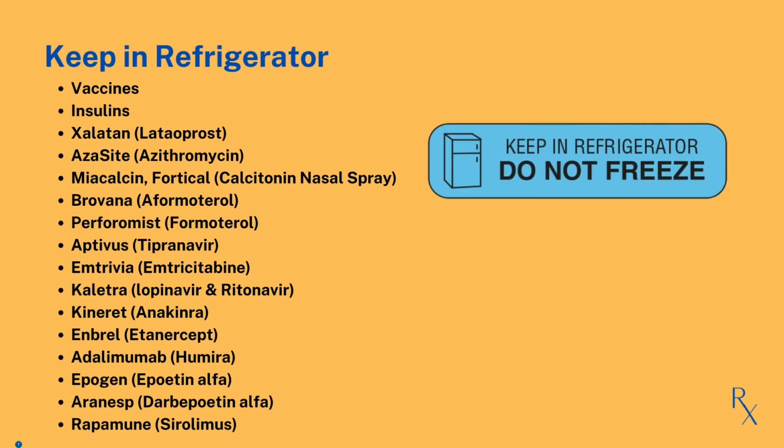Next, we have a list of medications that are kept in the refrigerator. So here you can see the brand and generic names as well. I would pause the video right now and take a second to memorize these and look over these and know the brand and generic for the CPJE, because they could give you either one.